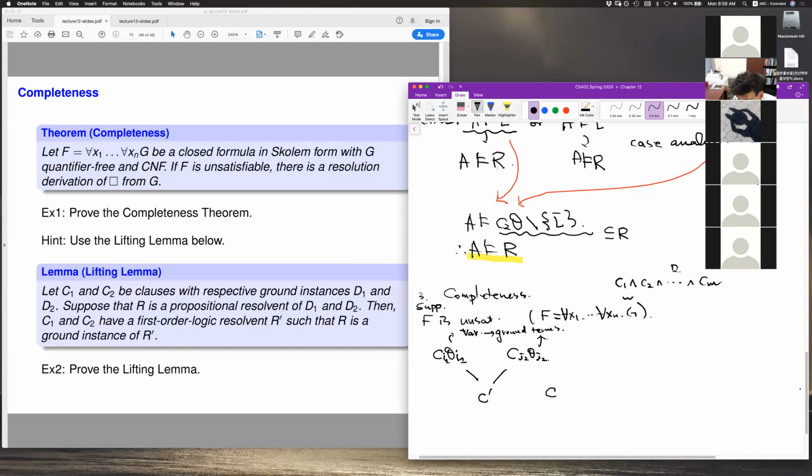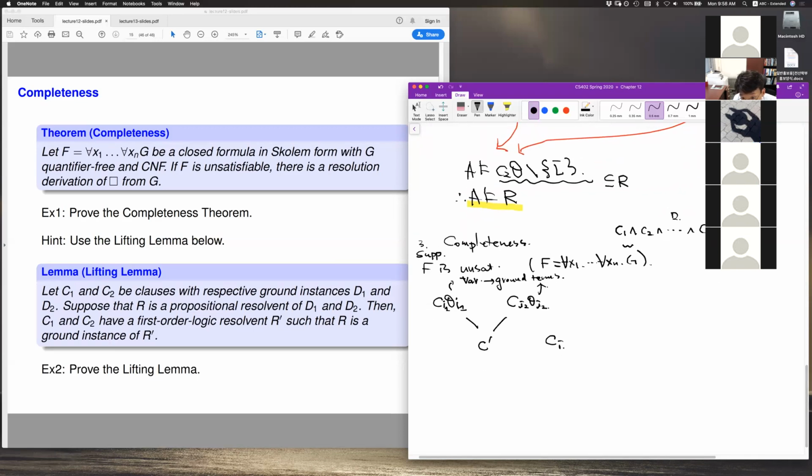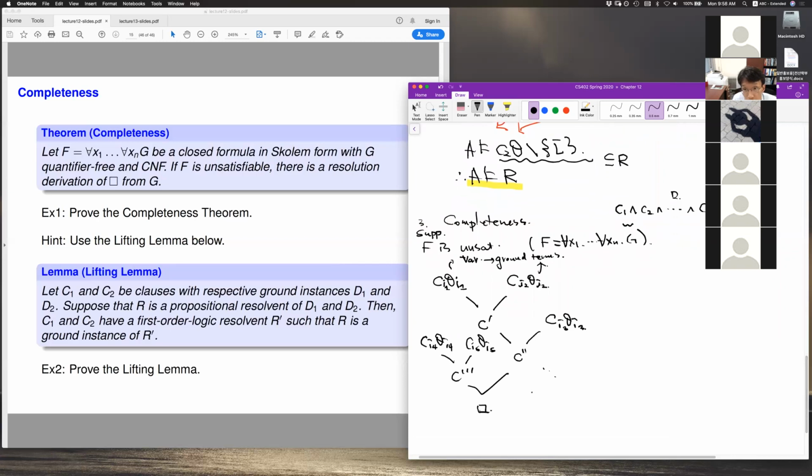And then maybe there's another Ci3 coming from this ground instance, and they get resolved into C double prime and so on. And there is another branch, possibly Ci4 with θi4 and Ci5 with θi5, which get resolved into a triple prime, and these maybe get resolved and lead to a contradiction. So there is a proof in the ground resolution proof system.